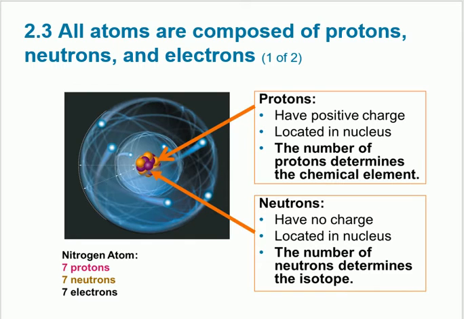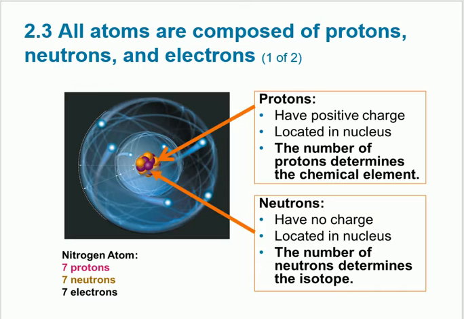Okay. So here is an example of a nitrogen atom. A nitrogen atom is known to have 7 protons, 7 neutrons, and 7 electrons. And by default, the normal is that you have equal numbers of those. Sometimes you don't have an equal number, and that's not the ordinary or the regular atom. The regular atom is equal.